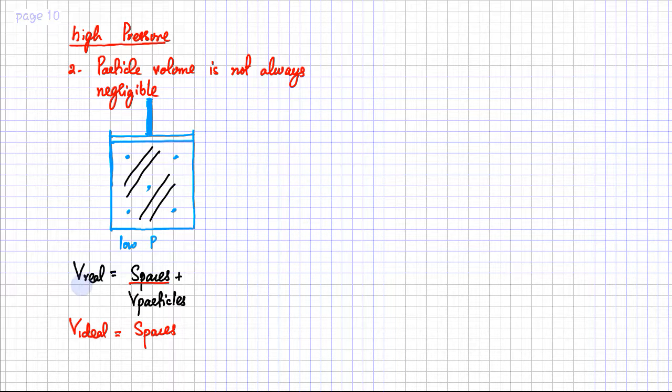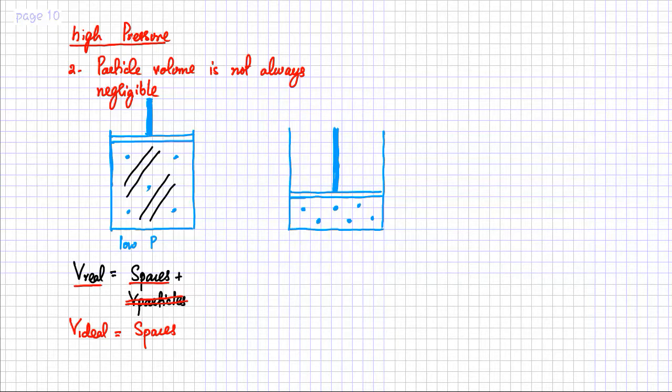So your real volume is always going to be greater, but this error is very small at low pressure. When you're at low pressure, particles are very far apart, and the spaces are a lot more compared to the particles. So for a real gas at low pressure, we can assume that particle size is negligible. But what happens at high pressure? When you have the same thing at high pressure, particle size would no longer be negligible.